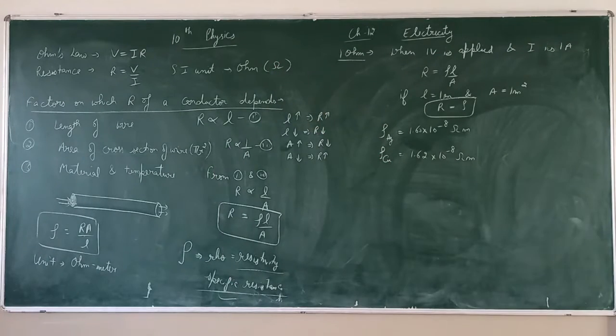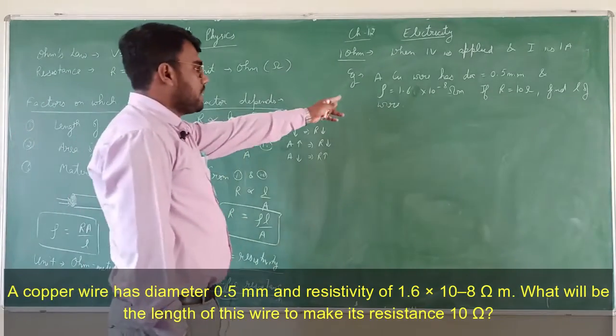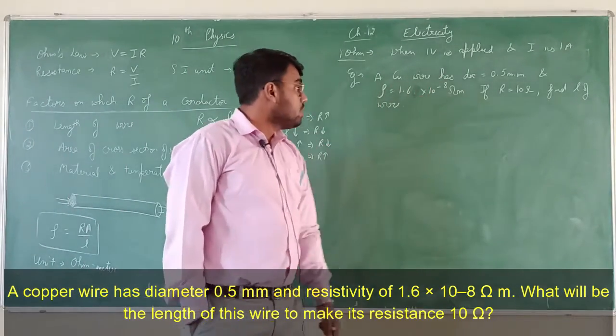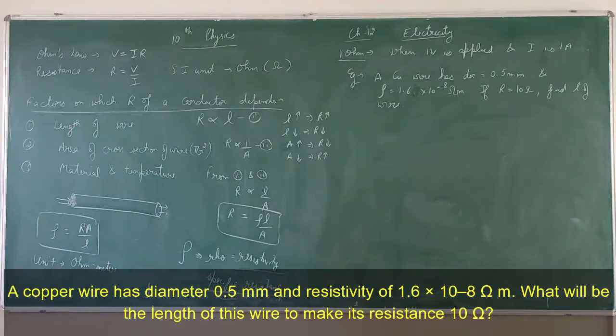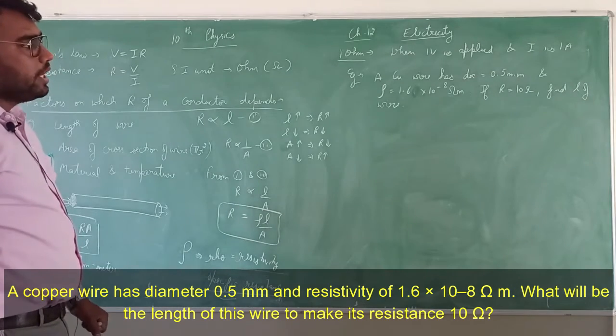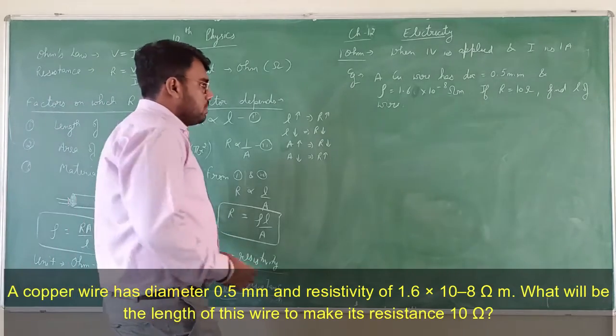Let us take an example of how to solve questions related to resistivity. This is NCERT question number 6 from the exercise, which I have written in short. A copper wire has a diameter of 0.5 millimeter and resistivity is 1.6 into 10 raised to power minus 8 ohm meter. If the resistance of this wire is 10 ohm, find the length of the wire. So this is the question.